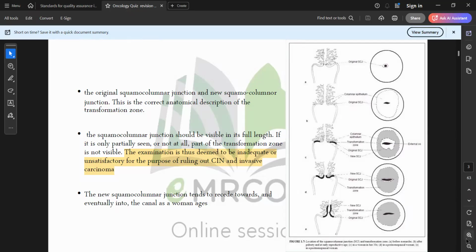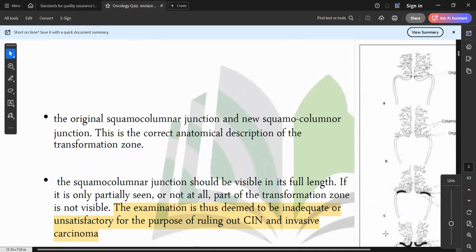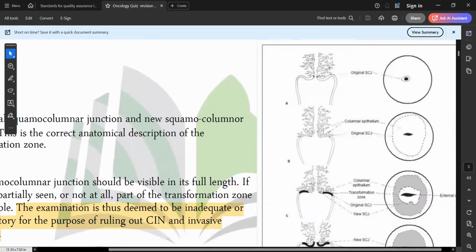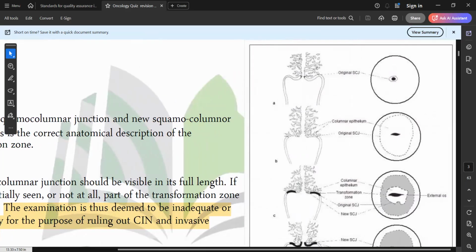So we are going to have a closer look over this area, which is called the squamocolumnar junction or the transformation zone. Actually, the transformation zone is the area between the original junction and the new junction. What is original? What's new?